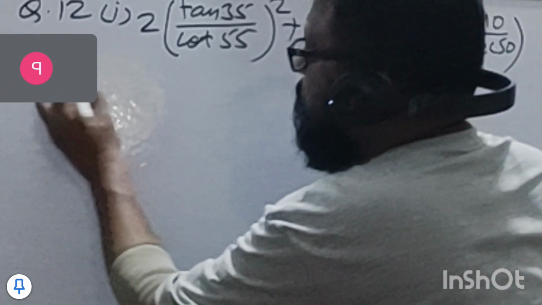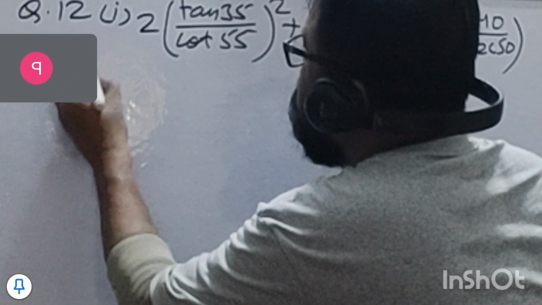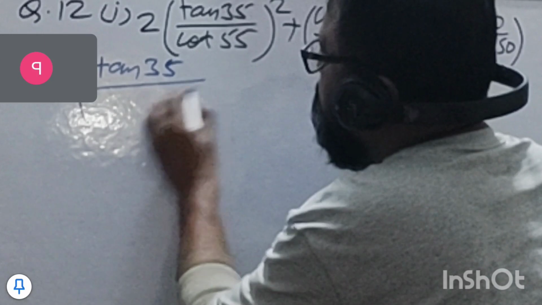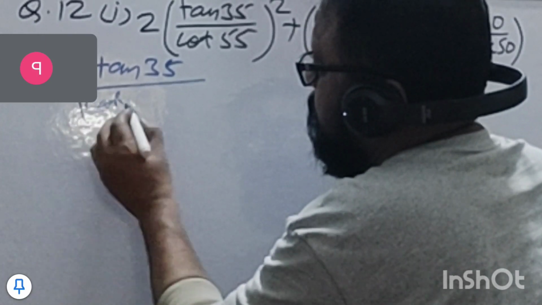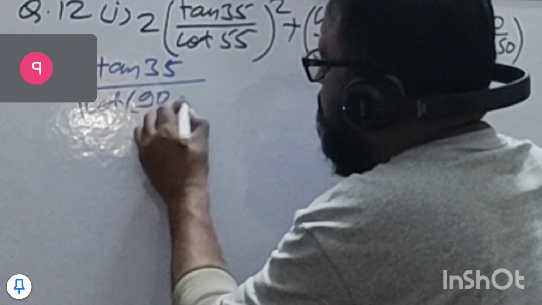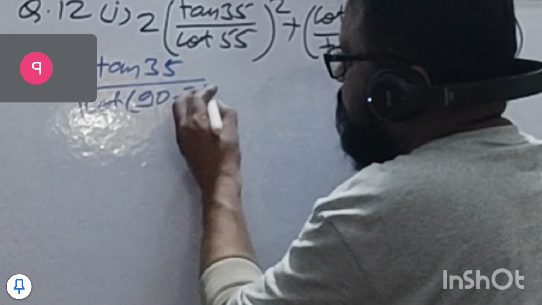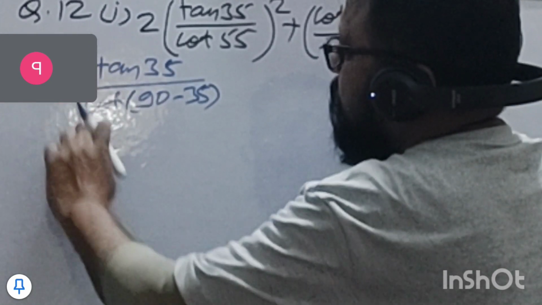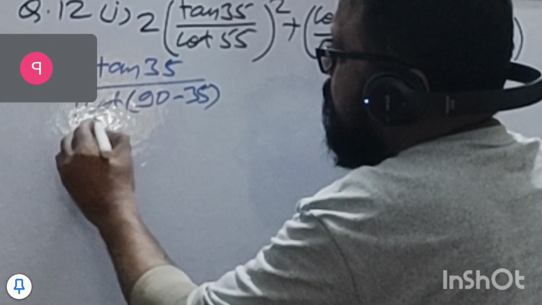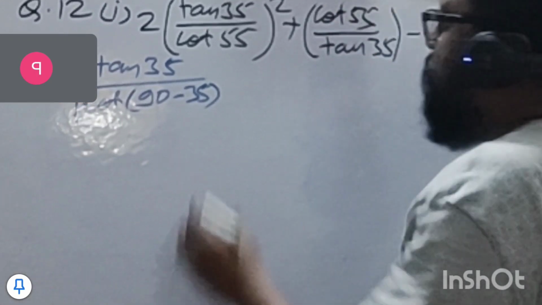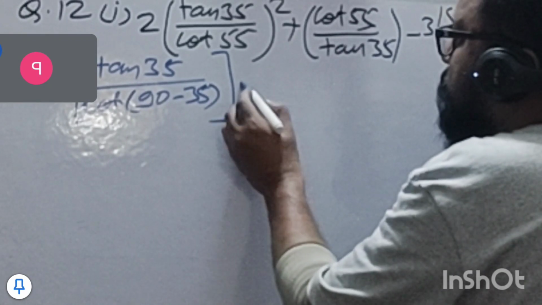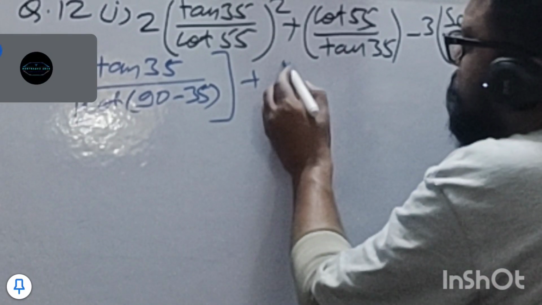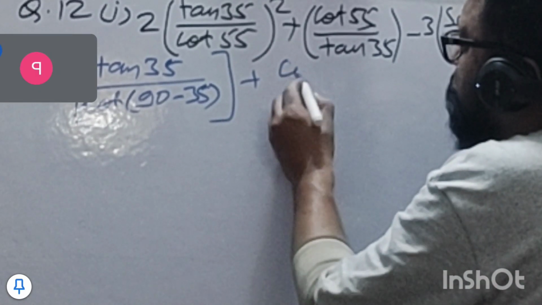sec 40 upon cosec 50. Sorry, it is 2 tan 35 upon cot 55, whole square, plus cot 55 upon tan 35, minus 3 sec 40 degree upon cosec 50 degree.